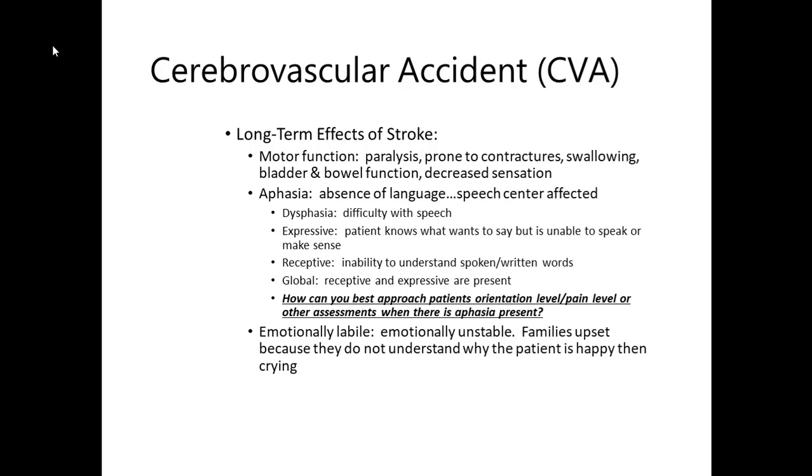And these patients are going to be emotionally labile. They're going to be unstable. We're going to see stroke victims crying one minute, happy the next, and then crying again. It's a hard thing for families to understand.